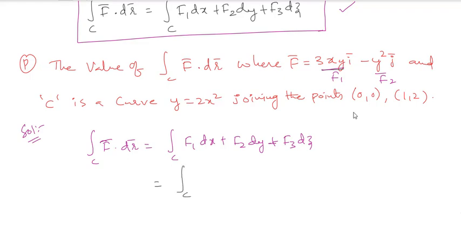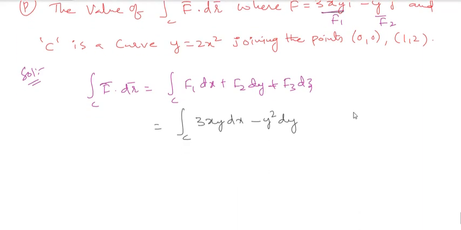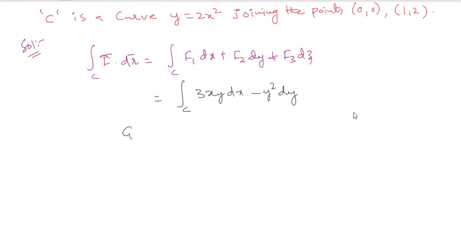What you will have is integral over C of 3xy dx, that is f1 dx, plus f2 dy, so minus y square dy. If you are having z, that also you will include. So this integral you have to calculate. But the given curve is y equivalent to 2x square, and the points are also mentioned. If you solve, you will have this equation only. So you know the line equation, dy is equal to 4x dx. So just substitute these things.